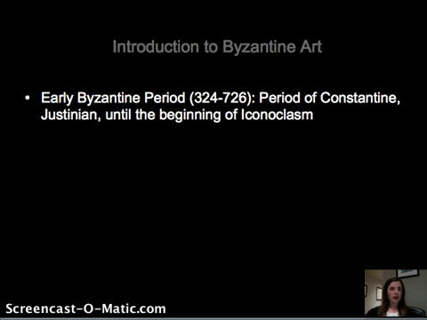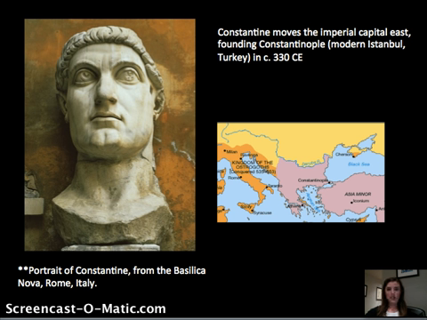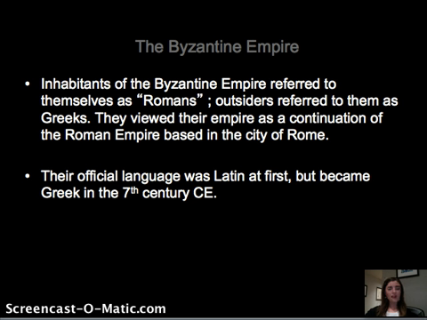So starting off, just a reminder of Constantine. So we see him here. Constantine moves the imperial capital east, moving it to Constantinople, which had been Byzantium, names it Constantinople after himself. Today it is known as Istanbul. So this big move happens in 330 CE. We see here the portrait of Constantine from the Basilica Nova in Rome, just to remind you what his portraiture looked like. So just a few things to keep in mind as we move into the Byzantine Empire.